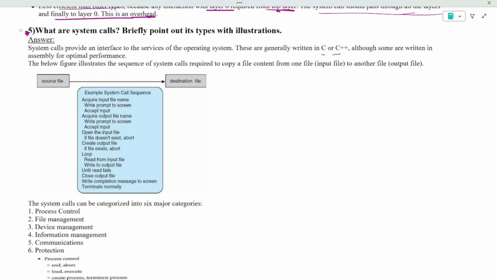Next, you have one input file and one output file, a source file and a destination file. For example, the call sequence: input name, write the prompt, accept input, acquire output, write the prompt to the screen, again accept input, open the input file. If the file does not exist, abort, meaning cancel. Next you create the output file, and if the file exists, you loop: read, write, and if it fails you close it, then finally terminate.